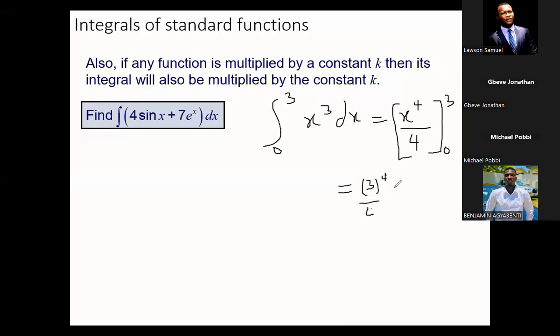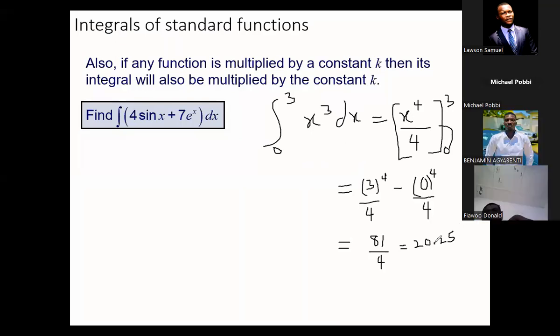Then minus. Then you substitute the smaller value also where you see x: 0 raised to the power 4, all divided by 4. So this will give us 3 raised to the power 4, which is 81 over 4, which will be our final answer. So that will be 20.25 as the final answer.